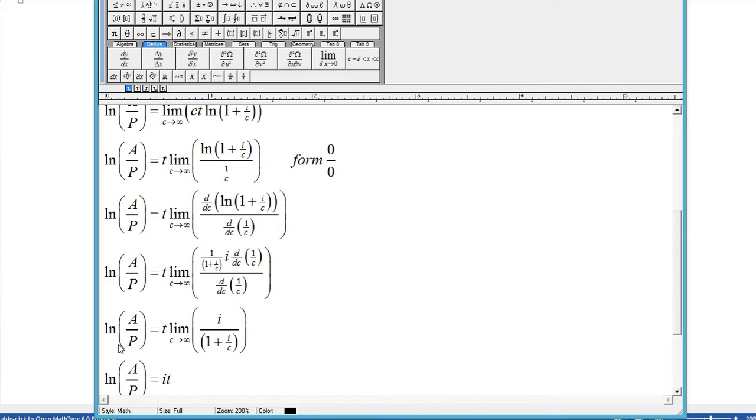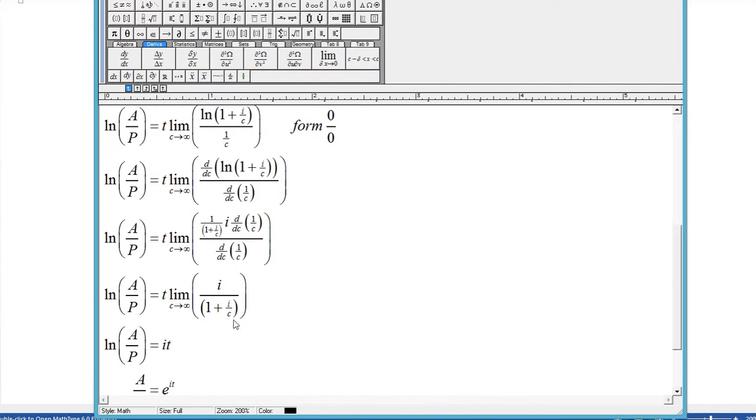Now we still have our limit. We still have our t. We still have this logarithm over here. Now what happens as C goes to infinity here? If C goes to infinity, I over C goes to 0. 0 plus 1 is 1. I divided by 1 is I. So this limit approaches I, which is times that t, so it's it.